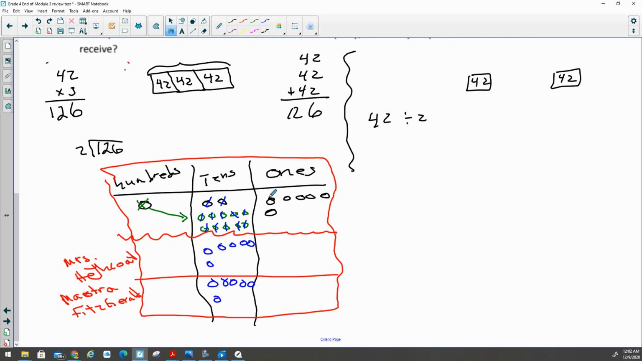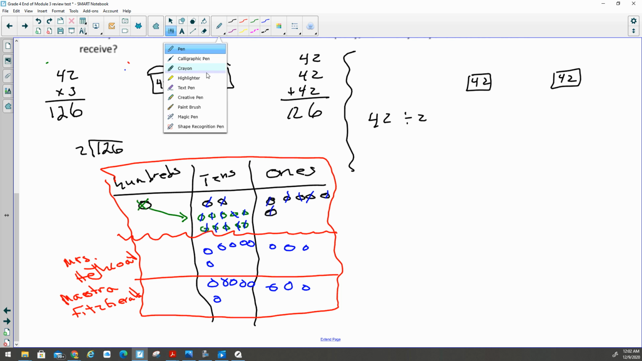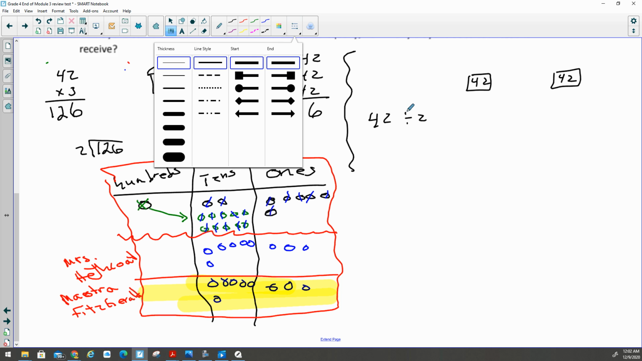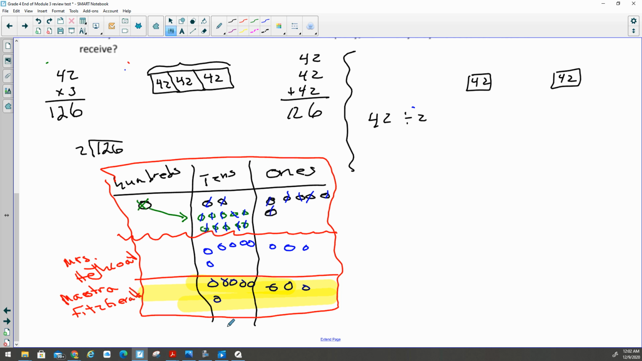We do the same thing. 1, 2. 1 for Miss Heathcote, 1 for Miss Fitzgerald. 1, 2. 1 for Miss Heathcote, 1 for Miss Fitzgerald. There you go. And then the answer, of course, is going to be how much one teacher gets. All right? And so let's count those up. All right, so we have 5, 6, 63, right? 63.